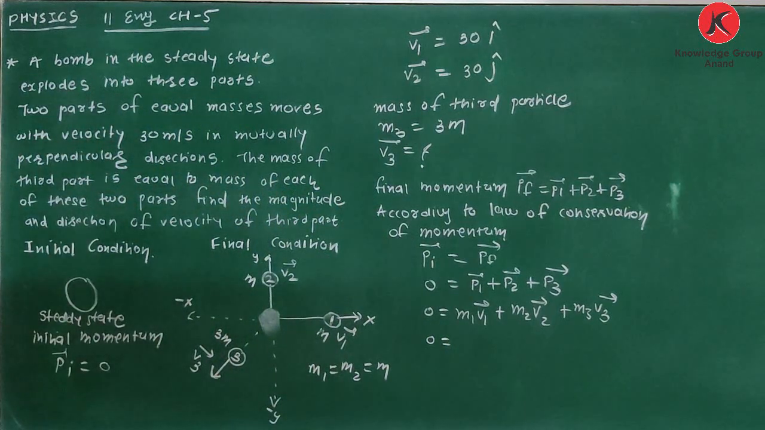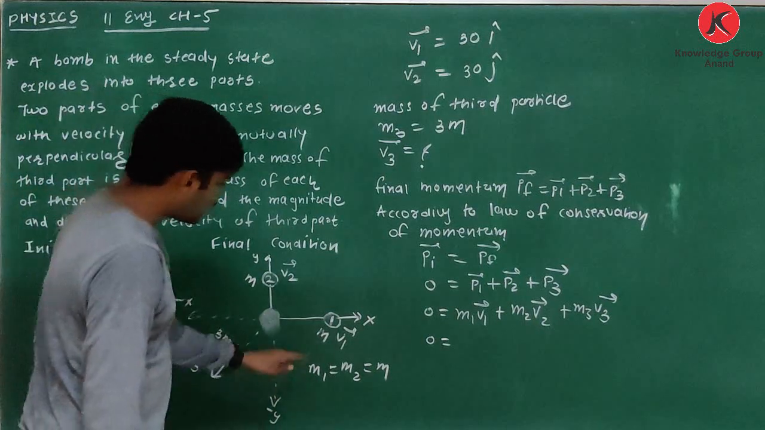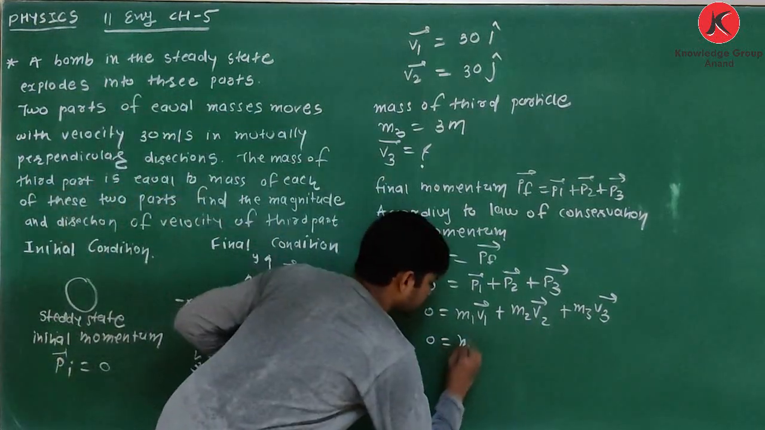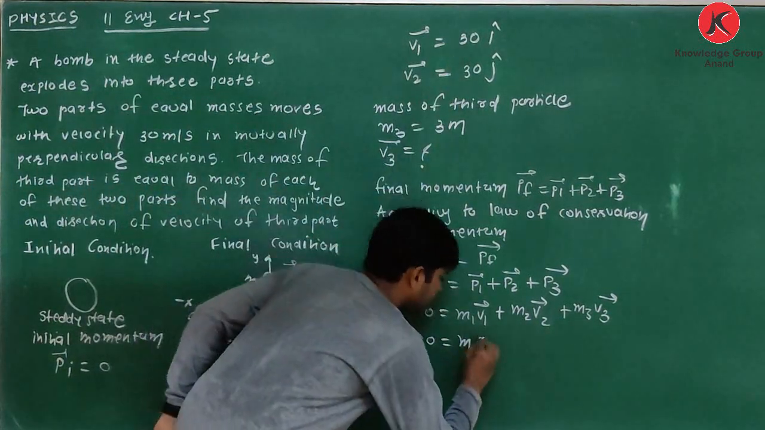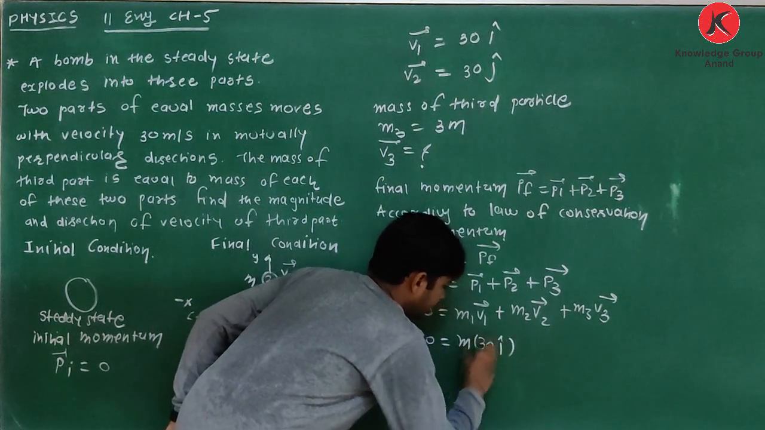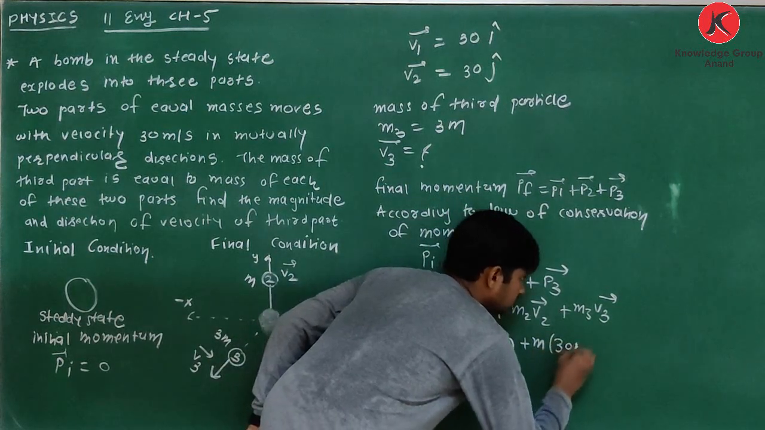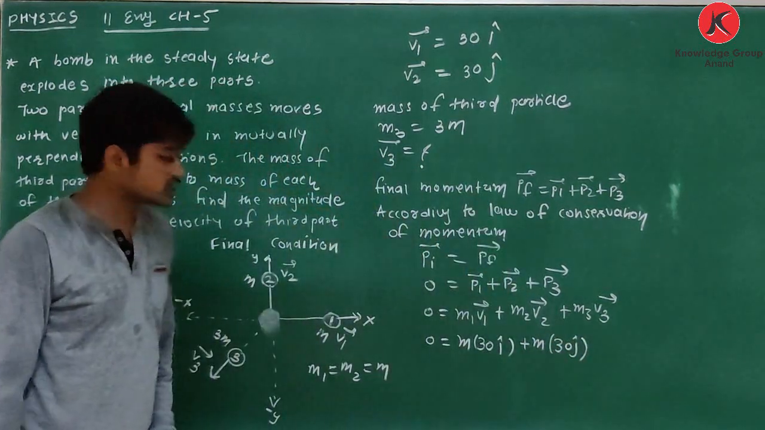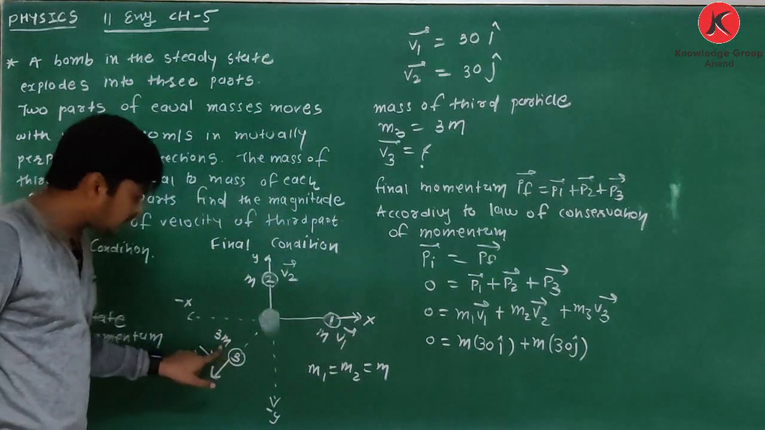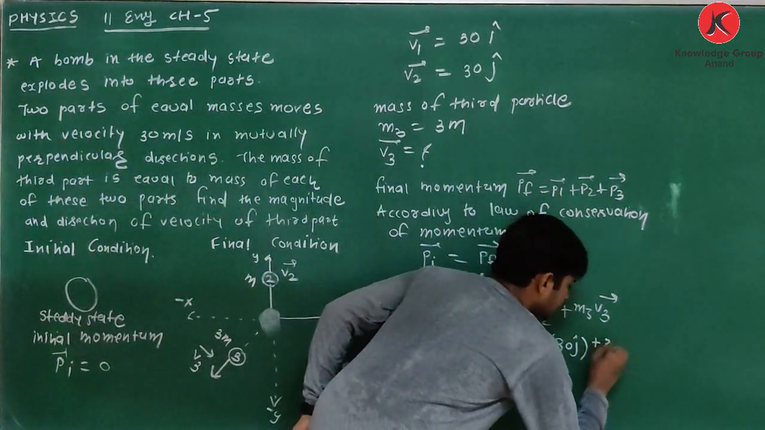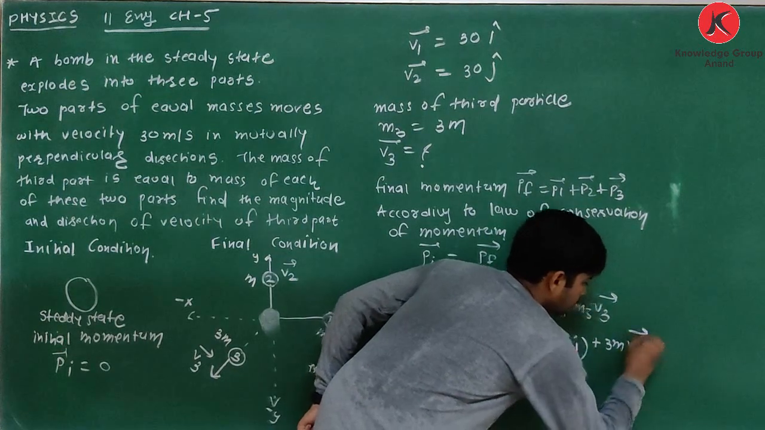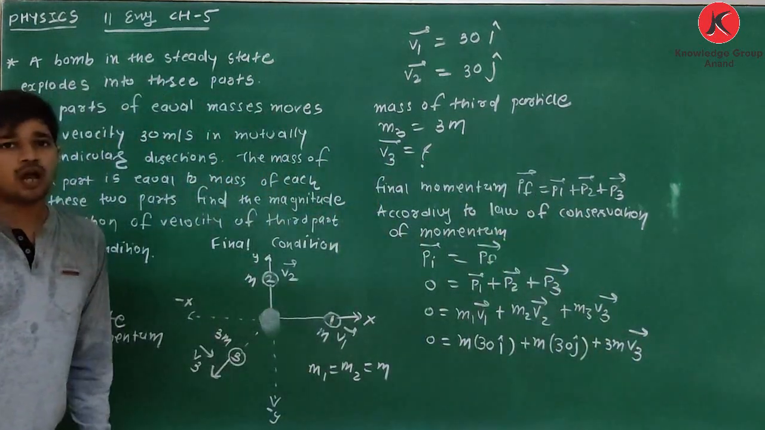Therefore 0 is equal to, now we have to put values of m1, m2 and m3. What is the value of m1? Mass of first particle, it is m. v1 is 30 i caret. Plus m2, it is m, v2 is 30 j caret. Clear about this? What about m3, mass of third particle? It is 3m, and v3 we have to find.